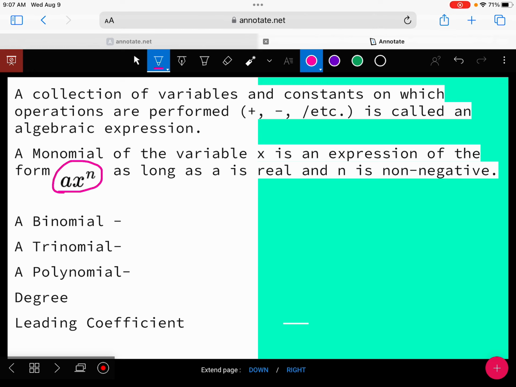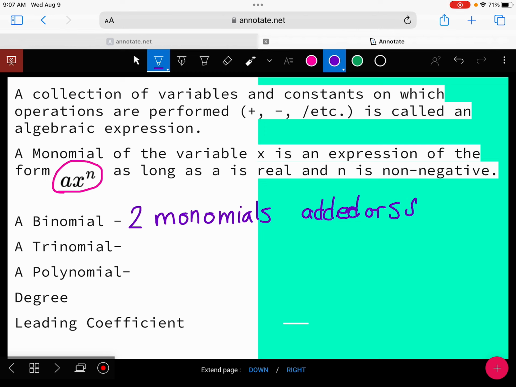Monomials are made of one term, usually looks like that. A number, a variable, an exponent. A binomial is made of two terms. It's made up of two monomials added or subtracted together. It is the sum of two monomials, or the difference of two monomials.